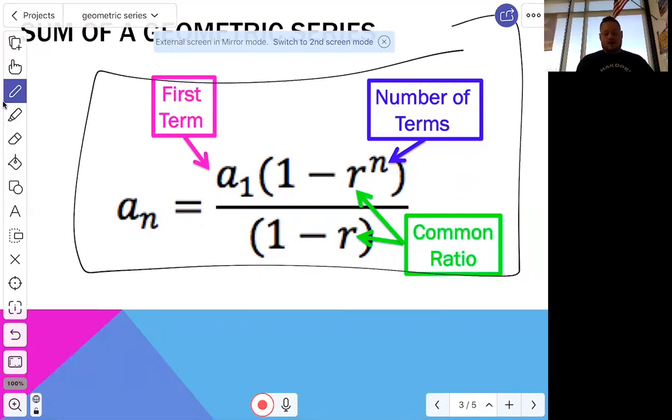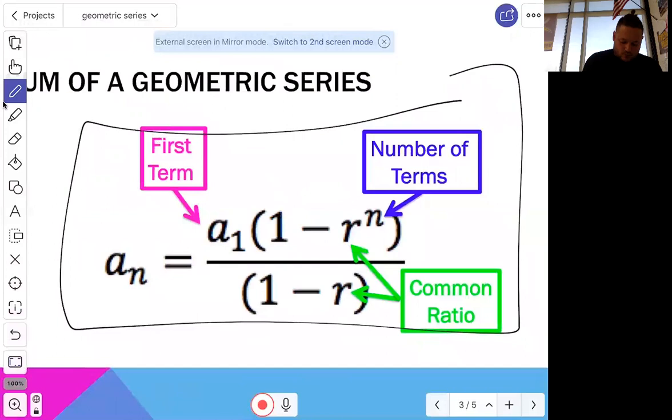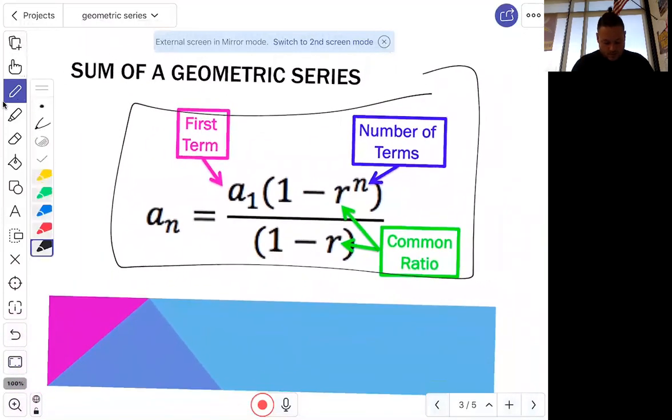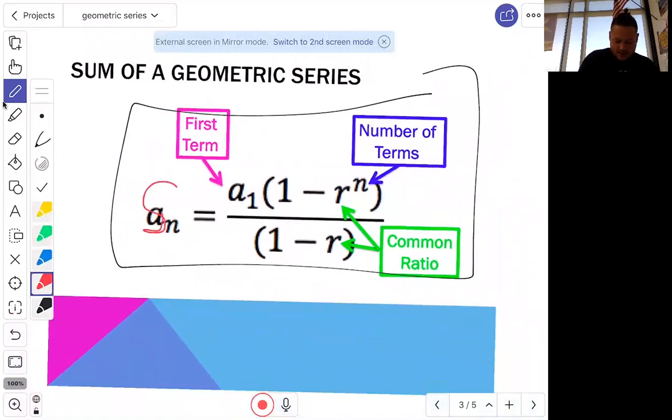I already have it written down in my notes, so when I go through these questions, I have it off to the side. You'll see it off to the bottom too when we do these questions. But anyway, the sum of a geometric series, I'm going to replace A with S, because it should be the sum. So Sn should be equal to your first term times 1 minus r to the n, where n is your number of terms, over 1 minus r.